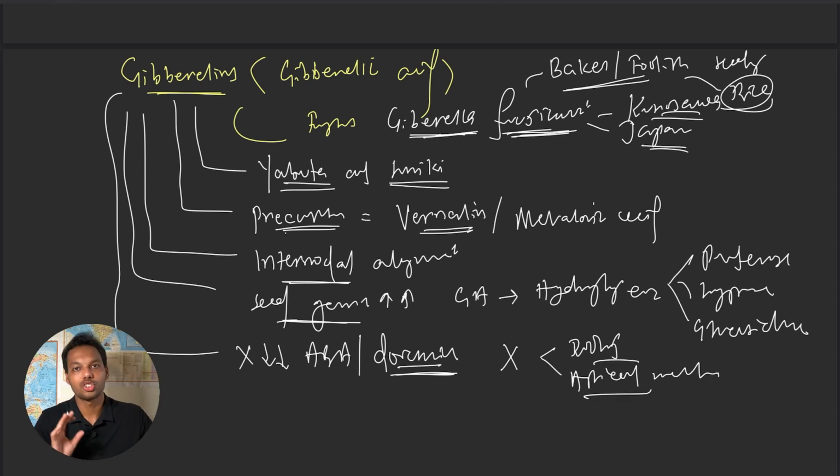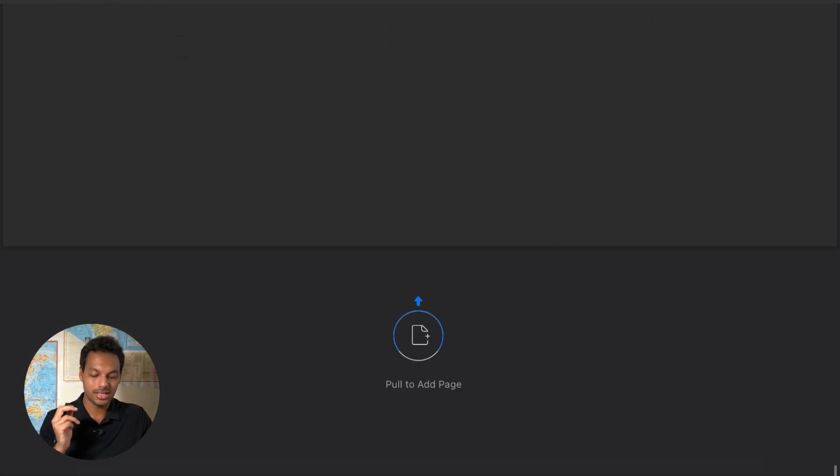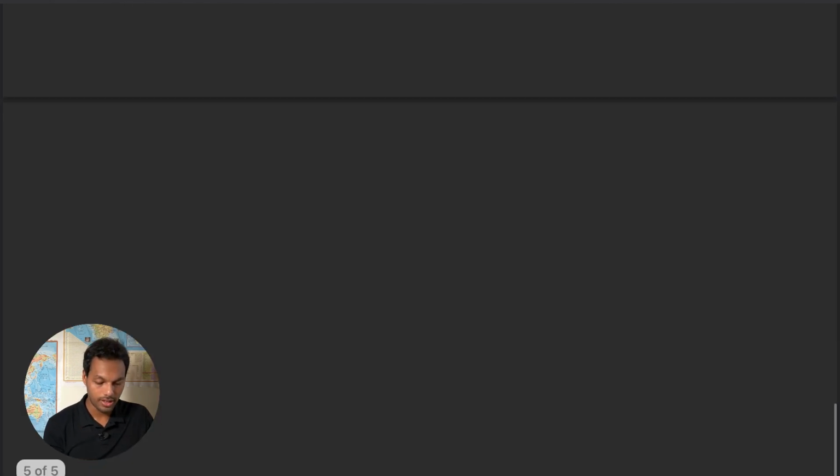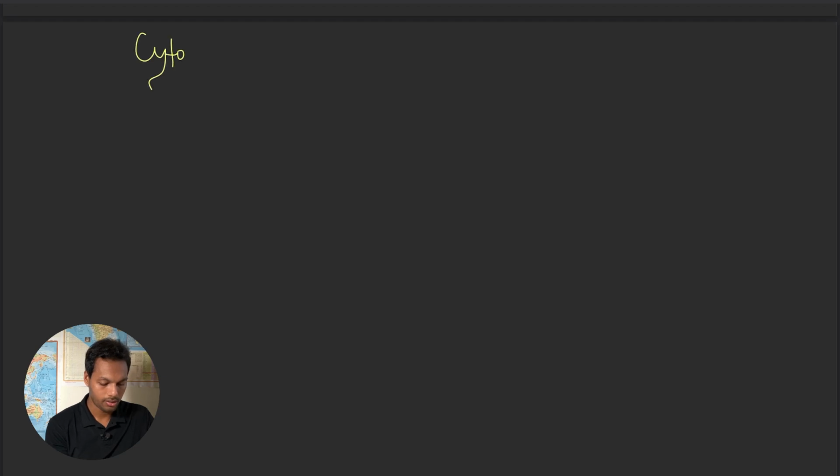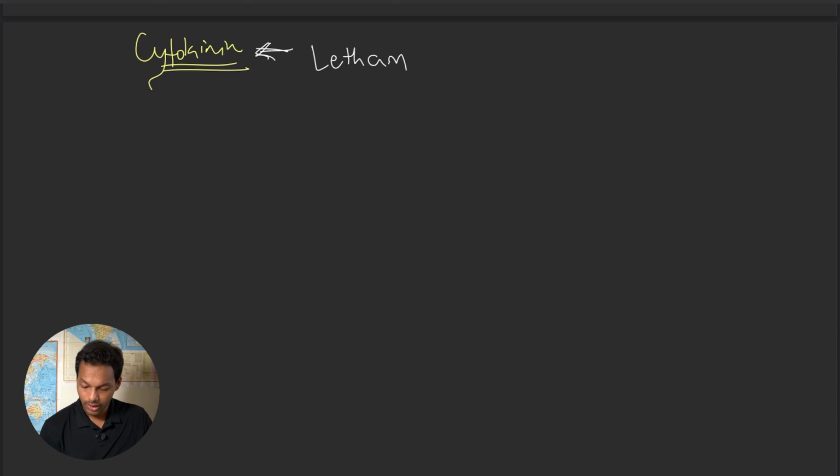So far we have discussed auxin and gibberellin, those are growth promoters, and now another growth promoter is in line, that is called cytokinin. The auxin term was given by F.W. Went, gibberellin was given by Yabuta and Sumiki, and the cytokinin term was given by Letham.